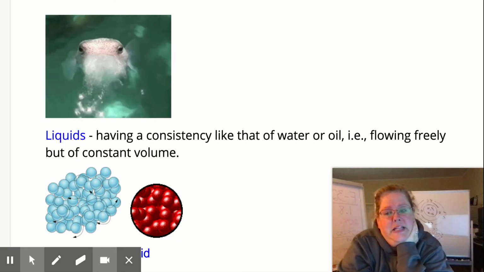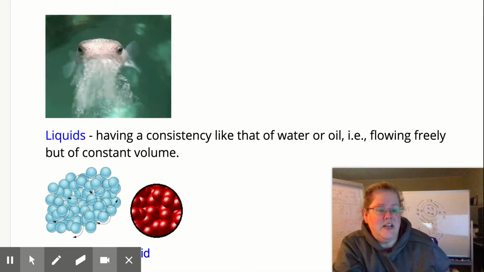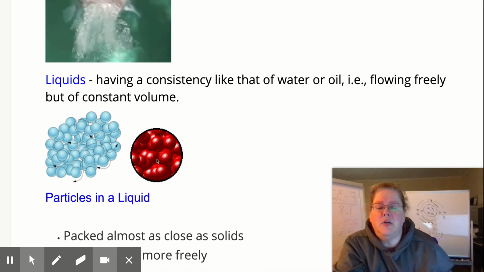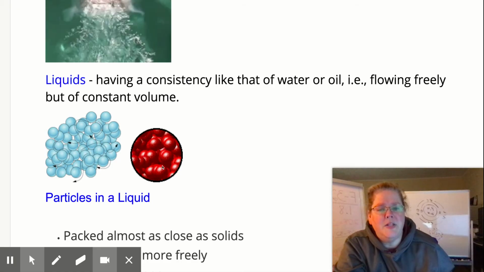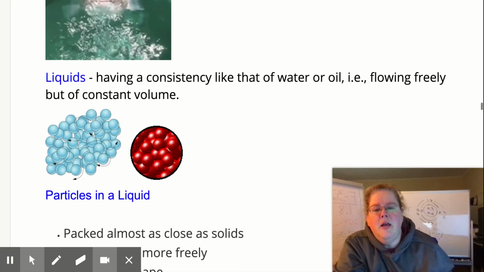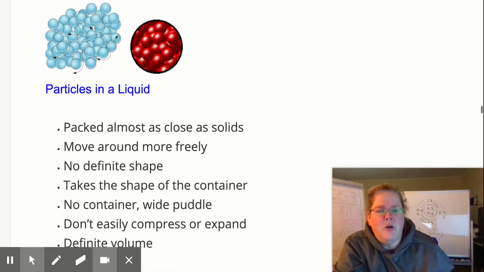They flow freely, but at a constant volume. They don't have a definite shape, but they do have a definite volume. And you'll notice that their particles move around, but they're still bumping into each other. They don't have a lot of space because it's still a liquid, but they're packed almost as closely as a solid, but again, they move around much more freely.